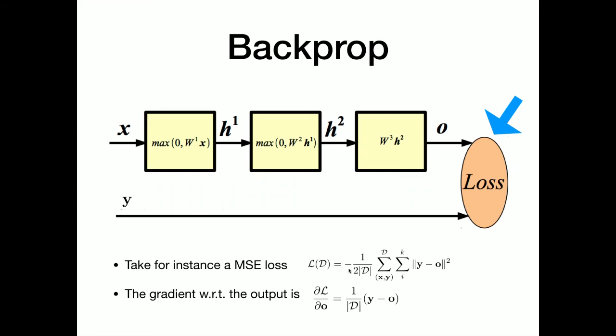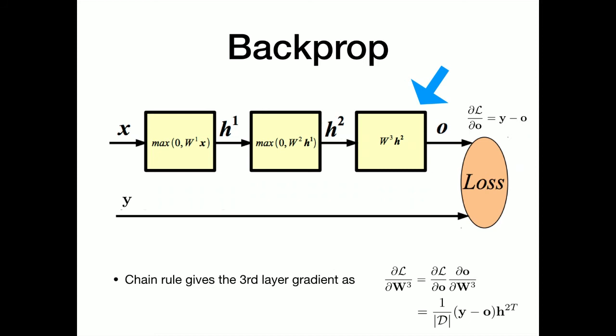And so that's the gradient for the loss. Now, as I said, you start with the loss and you start moving backwards. So normally you use the network forward, and you call that forward prop. Now we're going to go in the opposite direction, literally the opposite direction. So now we use the chain rule, and we know that the derivative of the loss with respect to the parameters, W3, is just going to look like the derivative of the loss with respect to the output and the derivative of the output with respect to that parameter. So now we just plug in what we got previously.